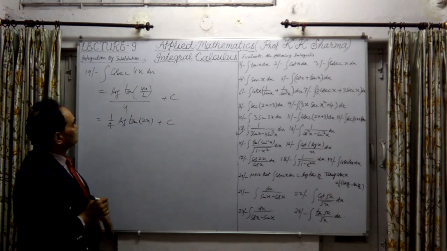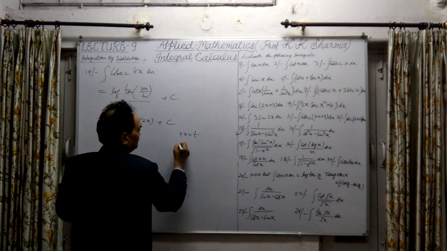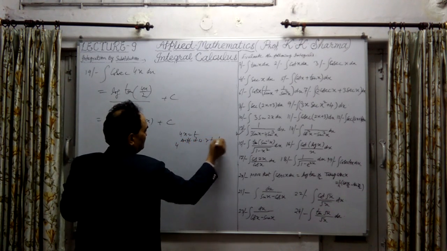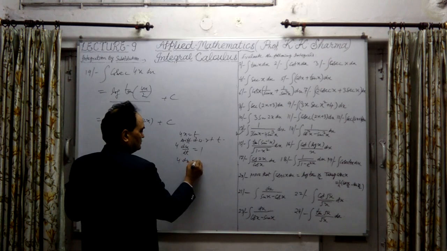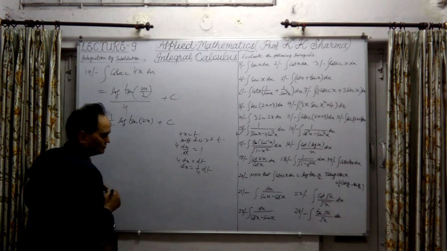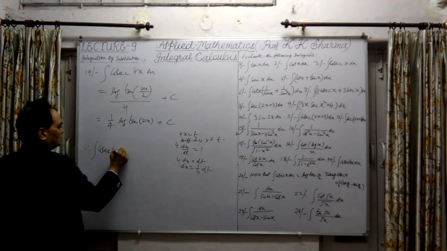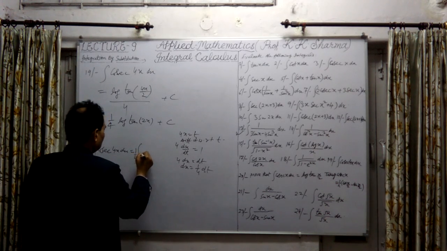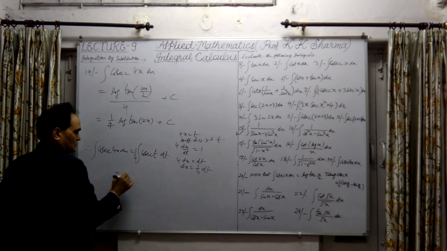Now if I solve it by the substitution method, let 4x equal t. Differentiating with respect to t, we get 4 dx/dt equal to 1, or 4 dx equal to dt, or dx equal to 1/4 dt. Therefore the integral of cosecant 4x dx is equal to 1/4 times the integral of cosecant t dt.